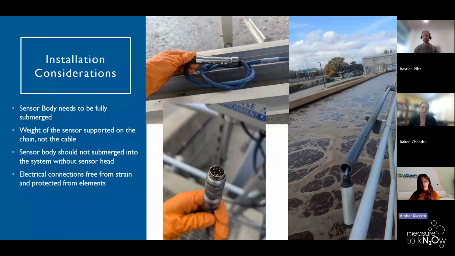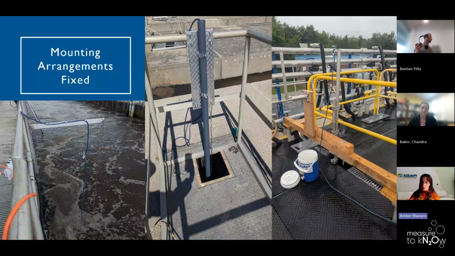Just some examples of what we see here in Ontario for our fixed mounting arrangements. They can be as simple as the one on the left with just the unit strut into the sample, or as rigid as the one on the far right, which is in an MVR process, which is quite turbulent.